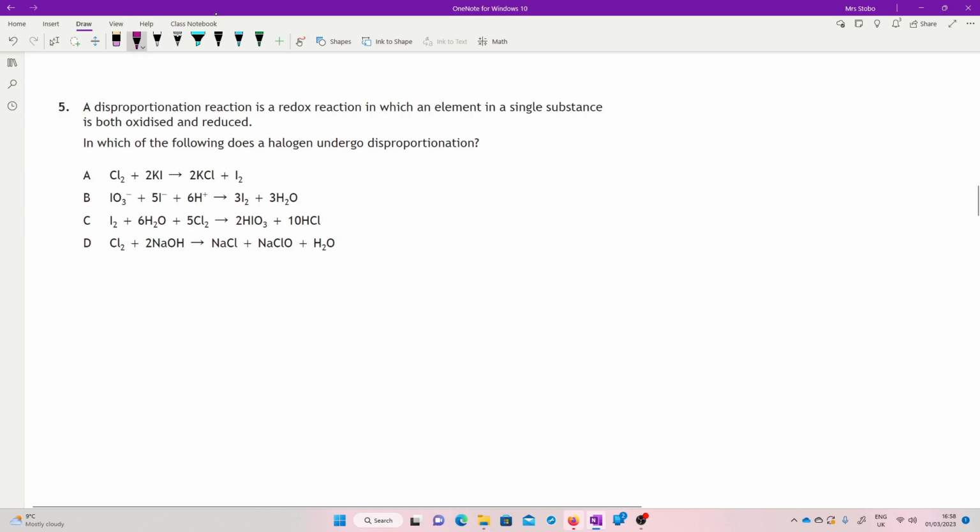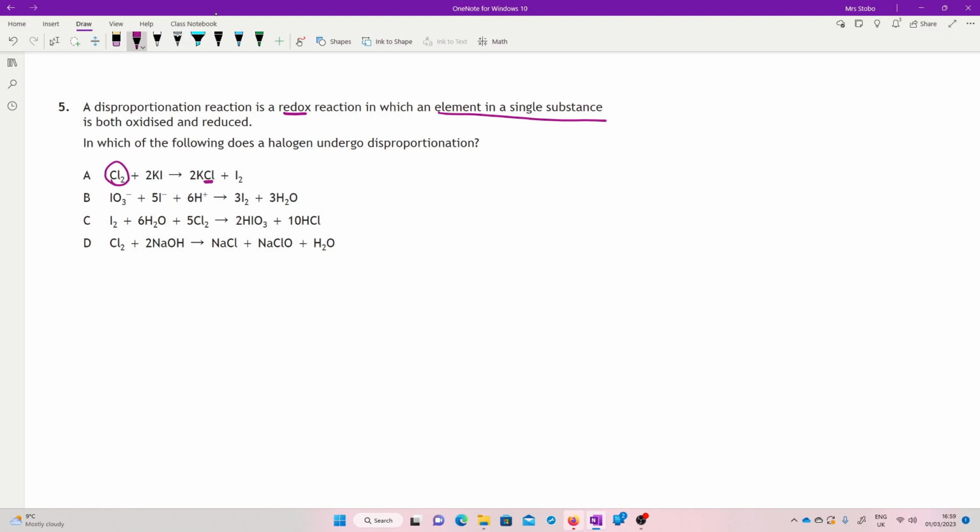A disproportionation, I can't even say that one, a disproportionation reaction is a redox reaction in which an element in a single substance is both oxidized and reduced. Okay, so definition of something which you've never seen, but that's okay. You know what a redox reaction is, and they're saying an element in a single substance. In which of the following does a halogen undergo disproportionation. Okay, right, so you've got to look for your halogens for a start, and they have to be in a single substance. So look at the first one, here's chlorine, that's okay, it's in a single substance.